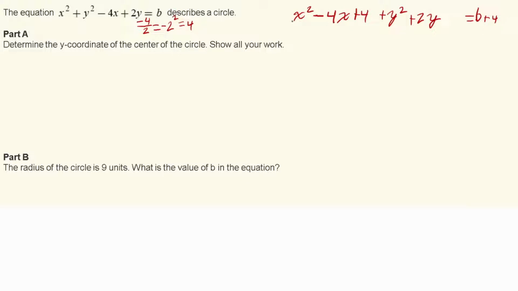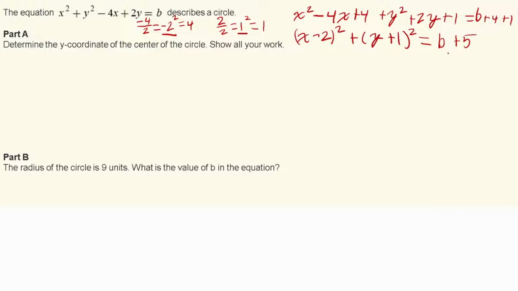So we have b plus 4. And then I need to do the same thing for my y. We have 2 divided by 2, which will equal 1. We square that, and that still equals 1. So we add 1. So plus 1. And now we just have to factor both sides, right? And remember, this number here is what's going to end up our factor. So I'm going to get x minus 2 squared plus y plus 1. Here's my minus 2. Here's my plus 1 squared equals, and then we could just kind of simplify this, and it'll be b plus 5. That's got to stay there.